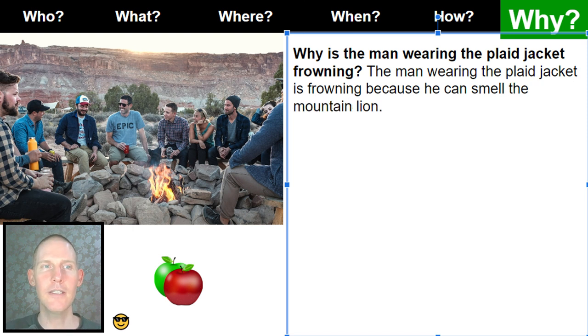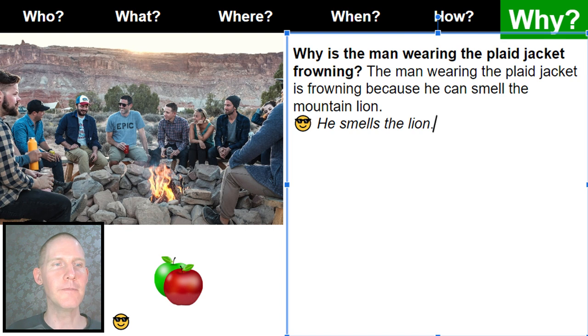Maybe this guy is not from the city. Maybe he's actually from the country and he knows what it's like and what it smells like if there's a mountain lion around trying to hunt people. Okay, so let's see. We'll do a short answer. Why is the man wearing the plaid jacket frowning? We could just say he smells the lion. Right. He can smell very well for some reason. He has a superpower for smelling.